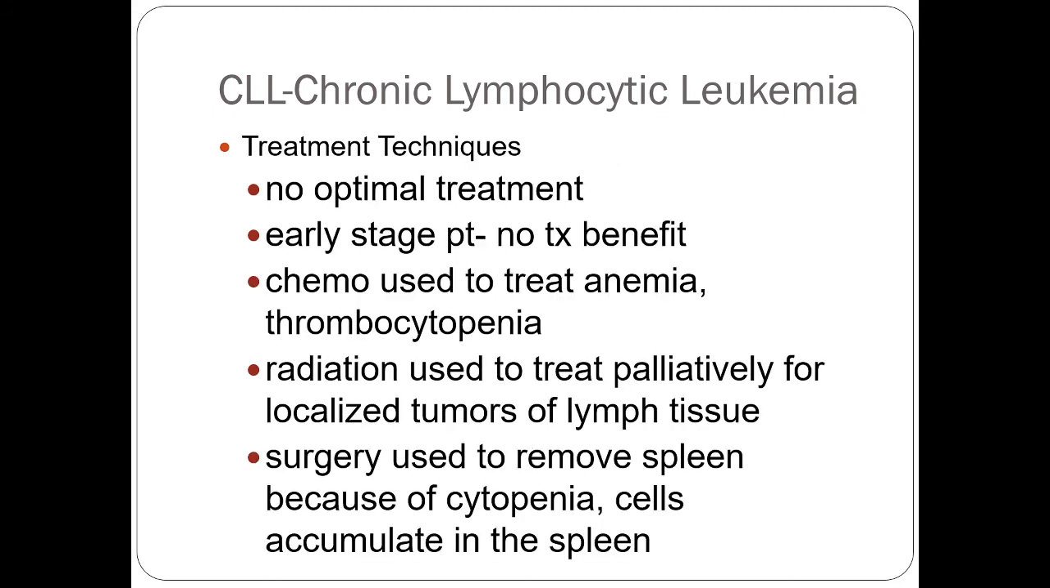Treatment, no optimal treatment. Early stage patient no treatment benefit. Chemo used to treat anemia and thrombocytopenia. Radiation used to treat palliatively for the localized tumor of a lymph tissue. Surgery used to remove the spleen because of the cytopenia. Cell accumulate in the spleen.